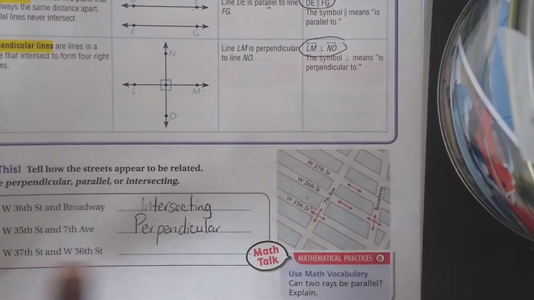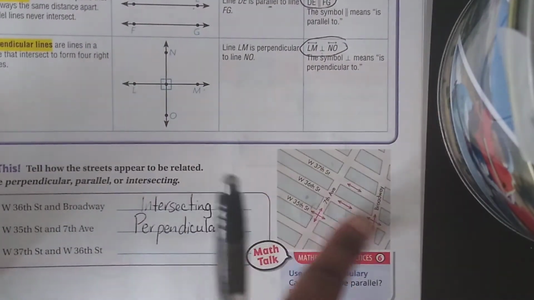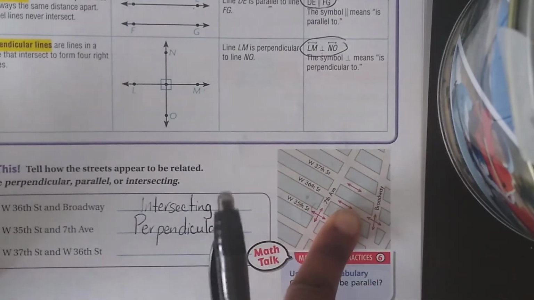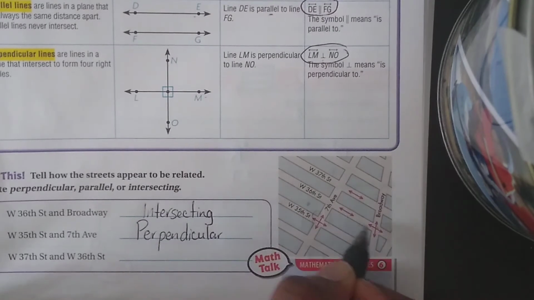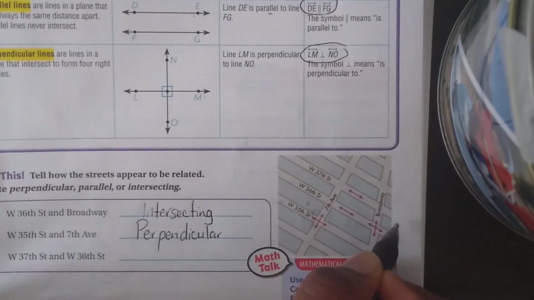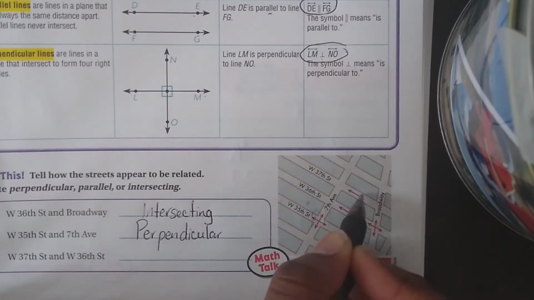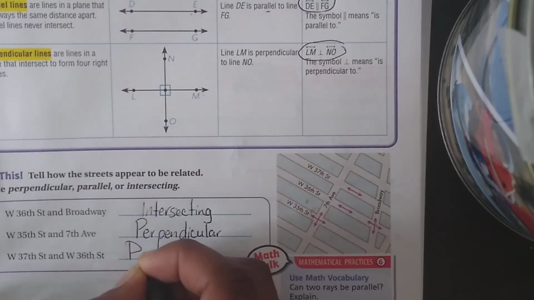And then we have West 37th and West 36th Street. Again, I love how they drew these arrows for us. These are going right across, which lets me know, and they look like they're never ever going to touch. So this also lets me know these are parallel lines.